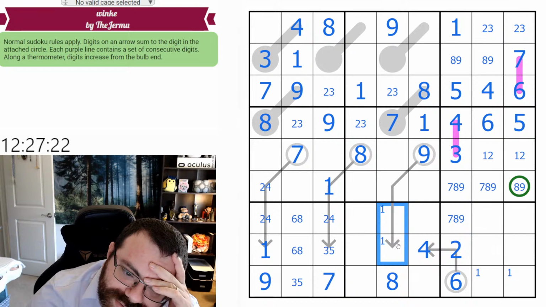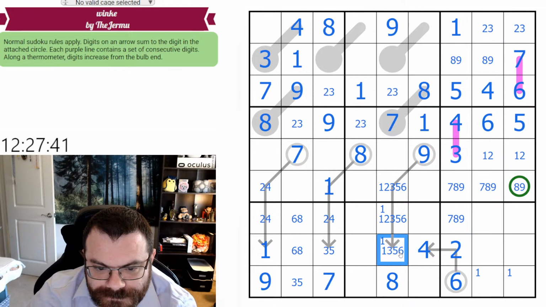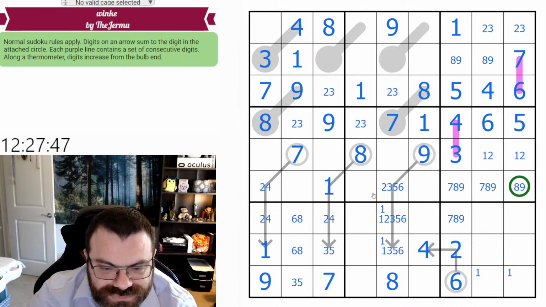It has a 1 on it, so it's either 1, 2, 6 or 1, 3, 5. This can't be 2. That can't be 1. Not sure that's helpful.